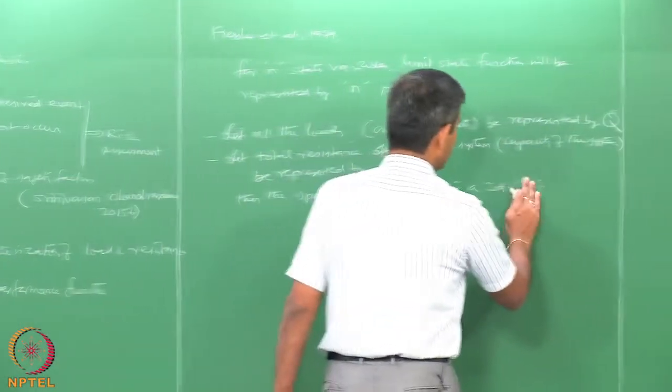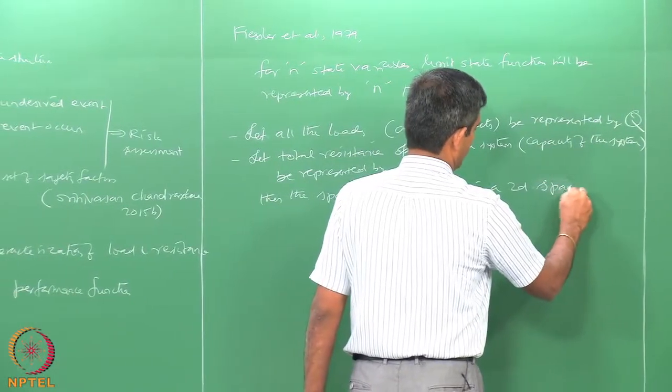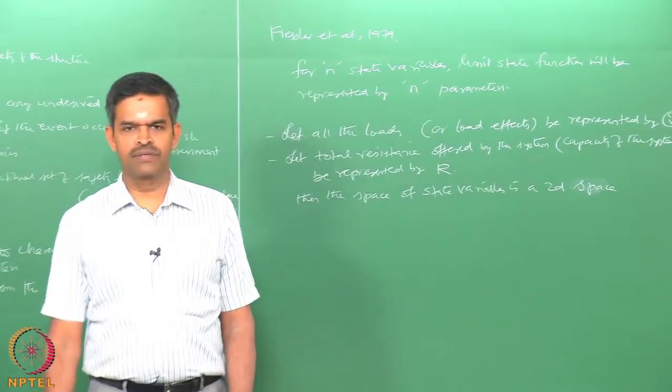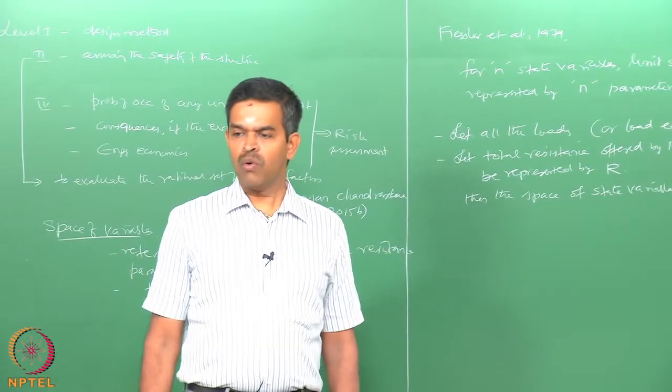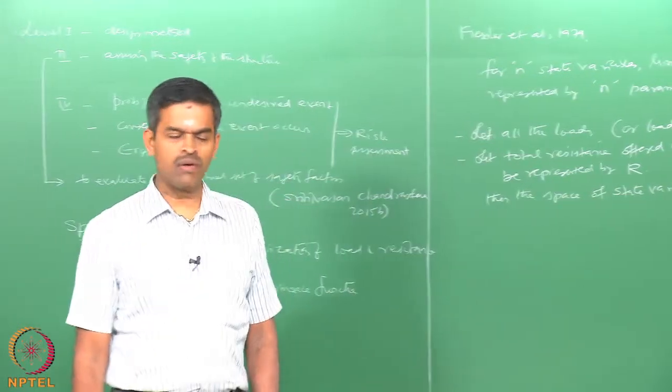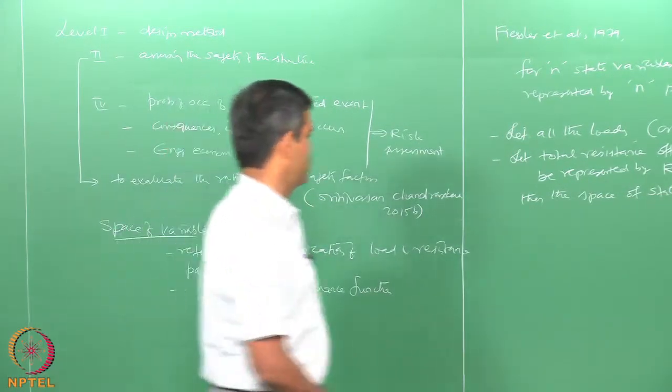Two dimensional space, let us say, not state. We will try to plot it. I will draw the figure later. Now, the boundary between the domains, what is that? What are the two domains? Failure domain and safe domain.